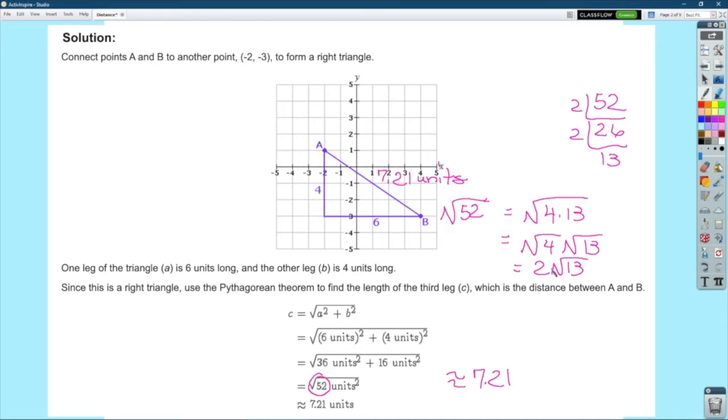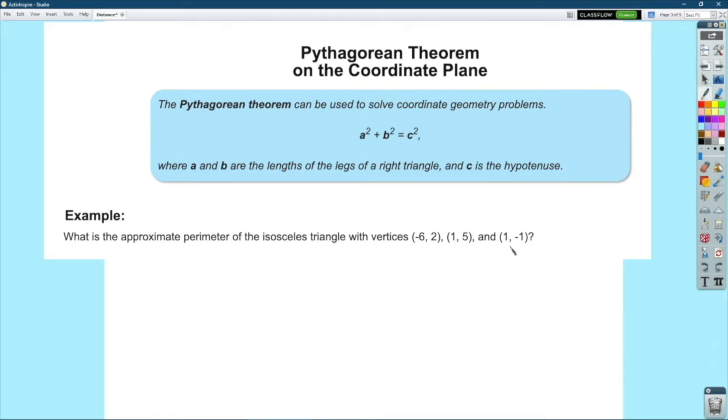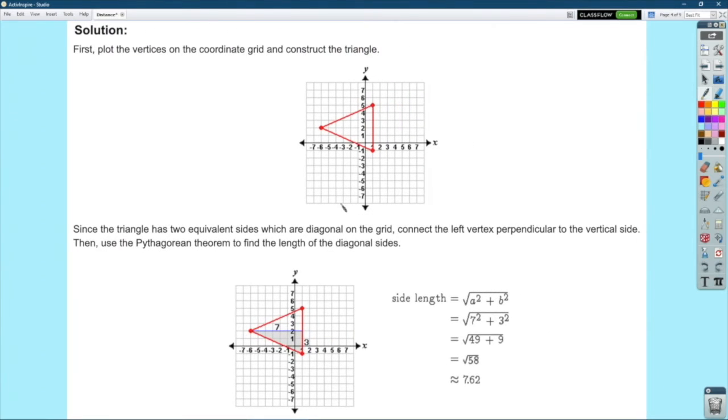And you may be asked to look for those kind of answers in your activity. So if you don't get it correct, it could be that there's a perfect square as one of the factors of the radicand. So now the Pythagorean theorem on the coordinate plane. So something you may be asked to do is to graph your points and to figure out from there. So this one's a little different because as you graph these, you end up getting a triangle that's not a right triangle. So what are you supposed to do with that?